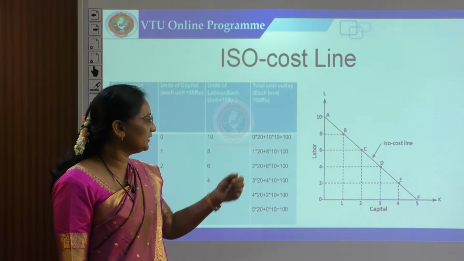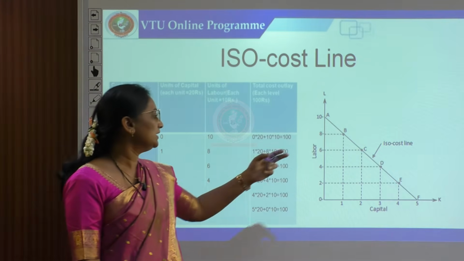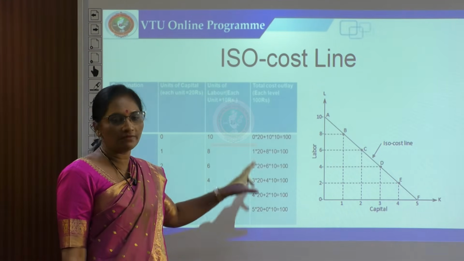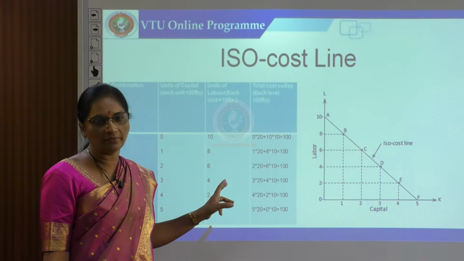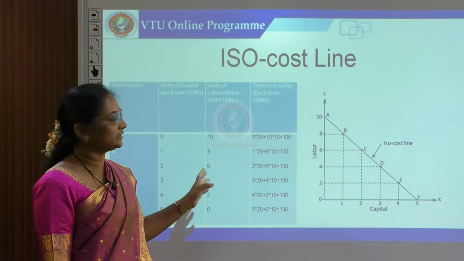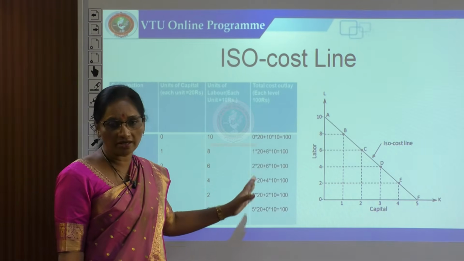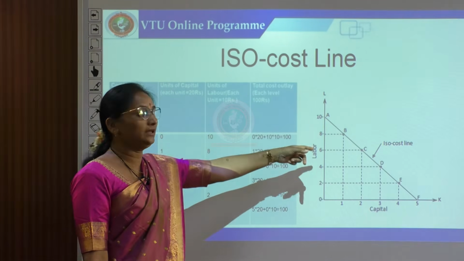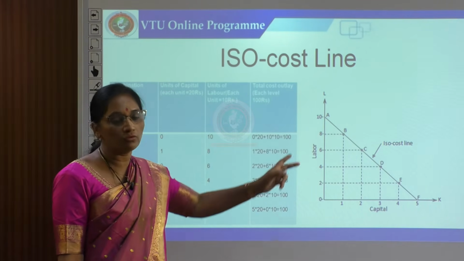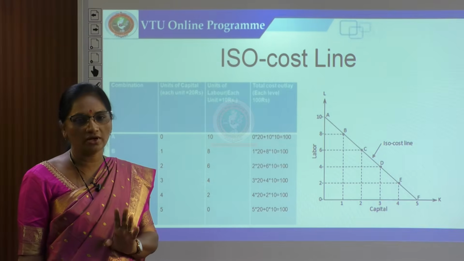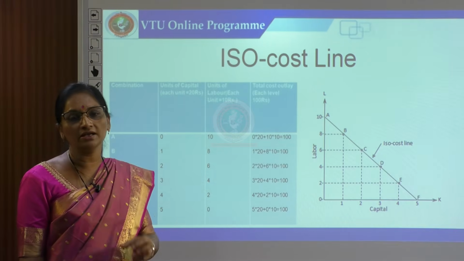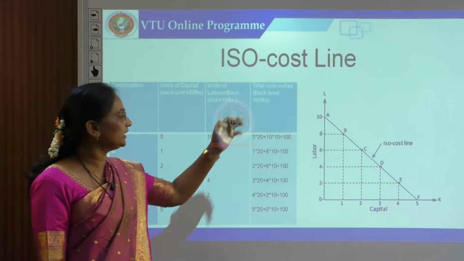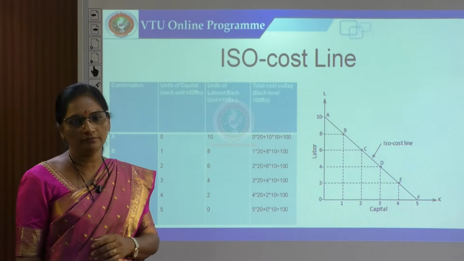They can go with the B combination, the C combination, the D combination, the E combination, because when they consider the price of the factors, the combinations of factors having the same level of the cost outlay, they can go with any combination here for the production. So all the combinations are having the same level of the cost. When there is the same level of the cost, they can go with any combination here in their production unit.